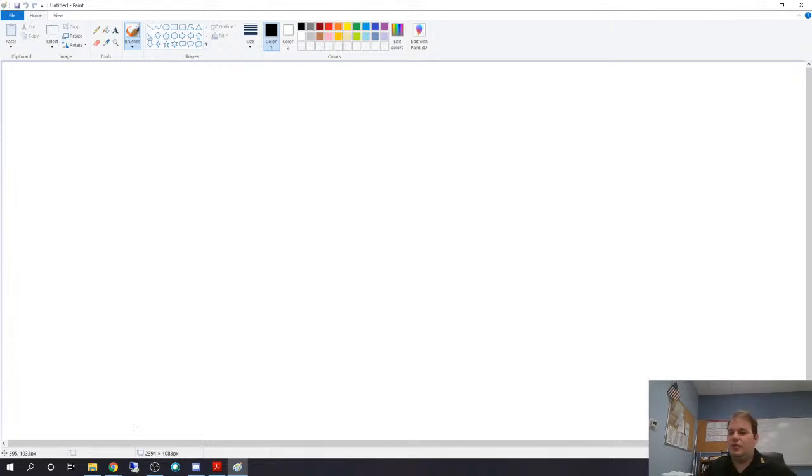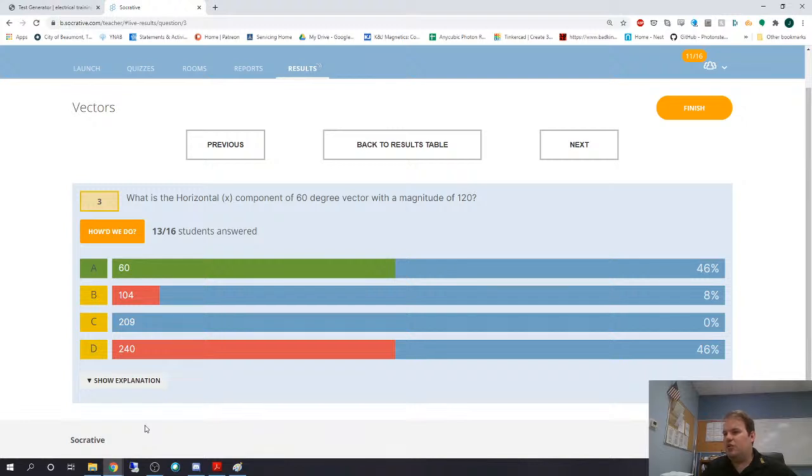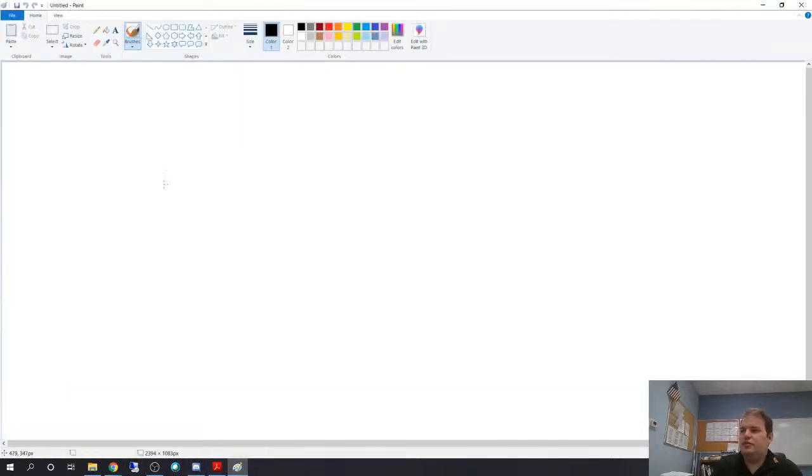So, all that said, let's get back to vectors. What is the horizontal H component of a 60-degree vector with a magnitude of 120? So in this case, we have a vector with a dot and a line. This is 60 degrees, and it has a magnitude of 120. And they're looking for this. So we have SOH CAH TOA. This would be opposite, and this would be adjacent, and this is your hypotenuse.